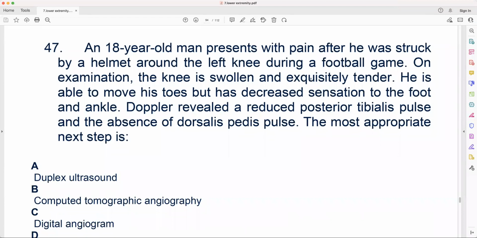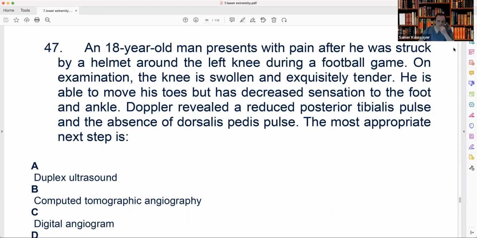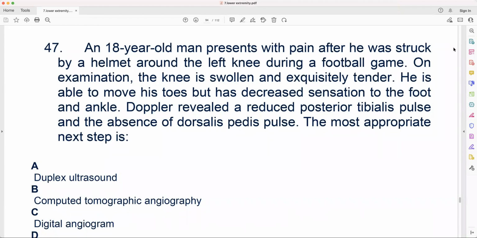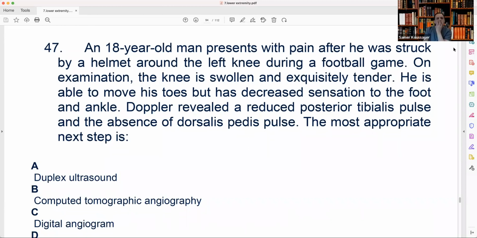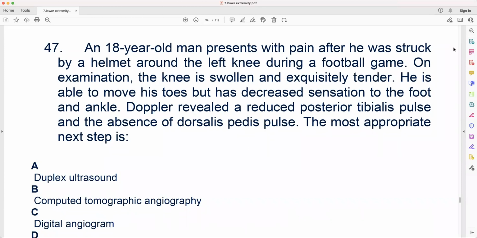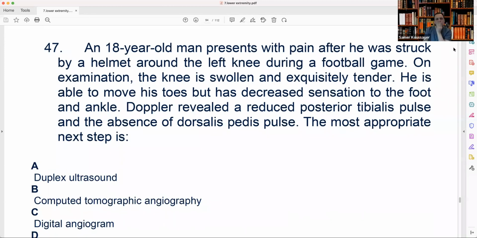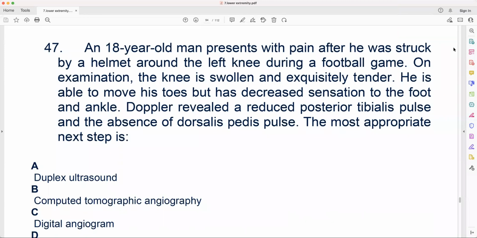An 18-year-old man presents with pain after he was struck by a helmet around the left knee during a football game. On examination, the knee is swollen and tender. He is able to move his toes, but has decreased sensation to the foot and ankle. Doppler revealed a reduced posterior tibial pulse and the absence of a dorsalis pedis pulse. What is the most appropriate next step?